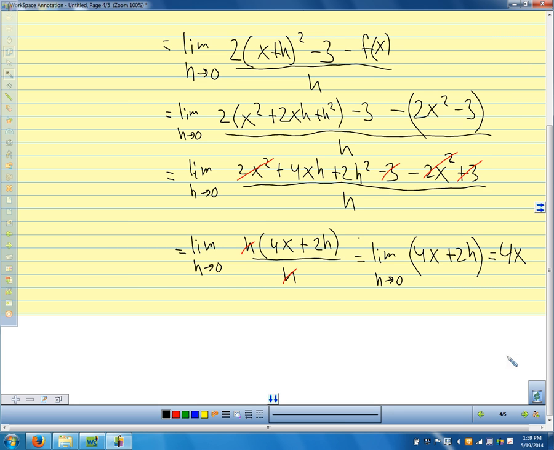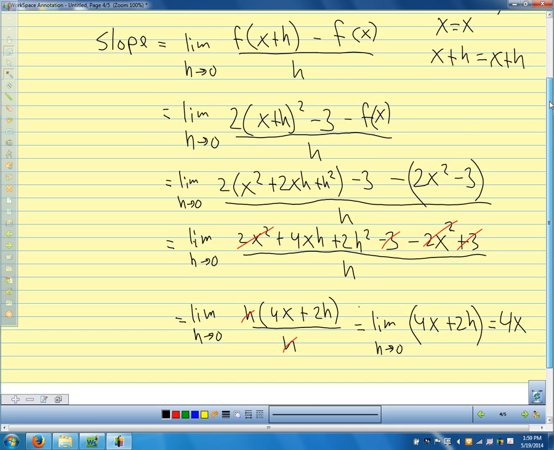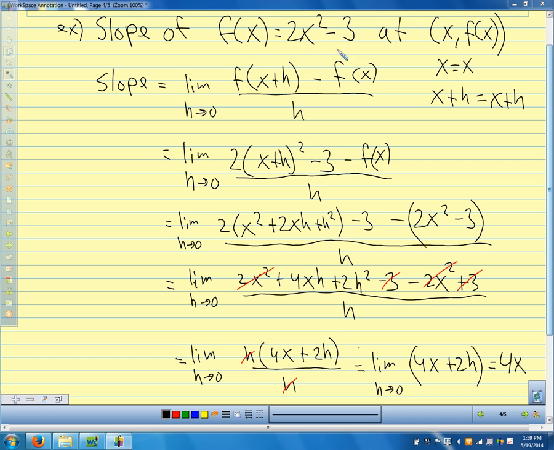So the slope of the graph of 2x squared minus 3 at any point is 4x. So I can plug in a value for x for any point, and I can find the slope of this graph at any point. So rather than finding it for one point and then having to find it again for another point, we go through this process, and that lets us figure out the slope at any point. Questions about our process there?